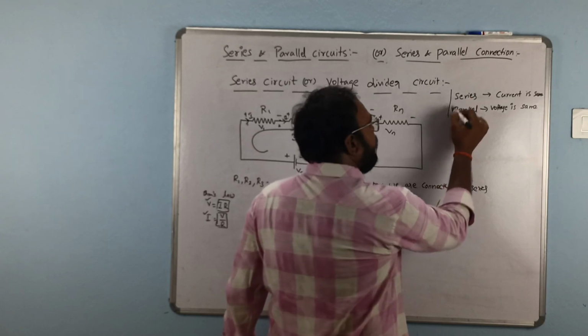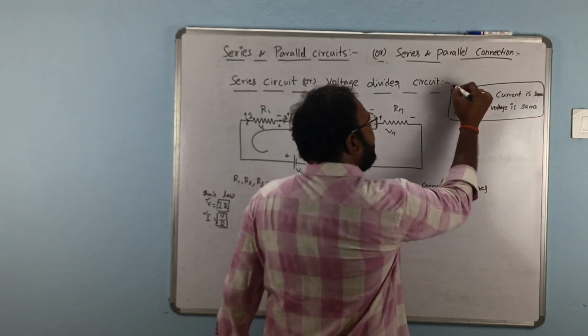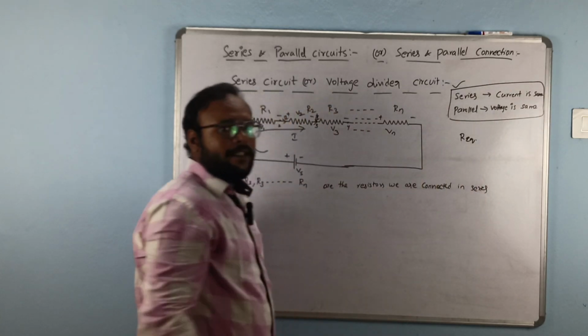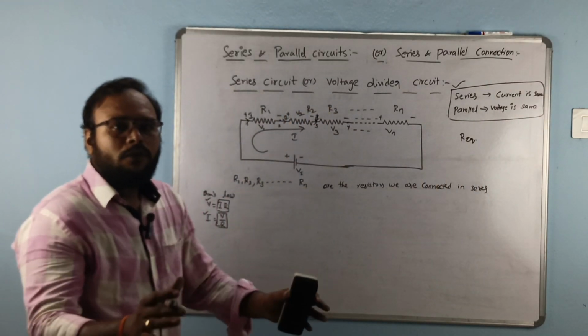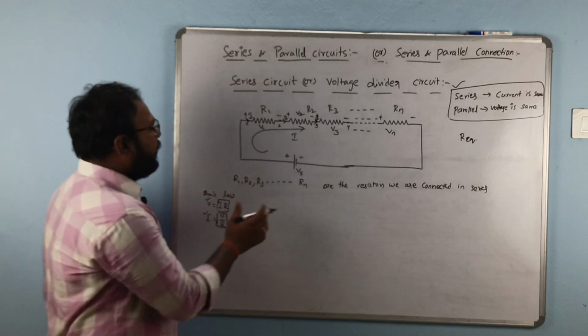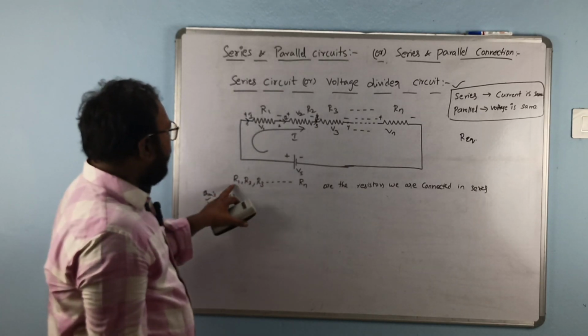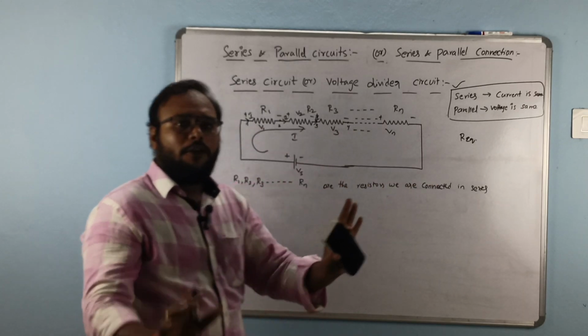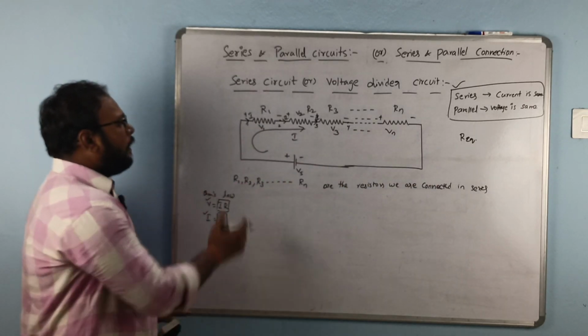Before that, this one is very important. In a series connection, current is the same. In a parallel connection, voltage is the same. You have to clearly remember these two points. Now coming here, R1, R2, R3 and so on, Rn are the resistors connected in series. We know that. Right, apply KVL.